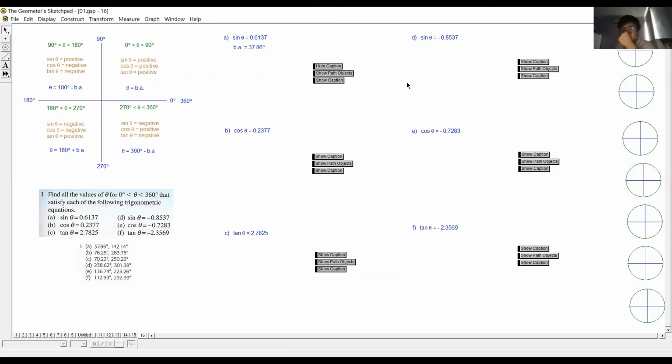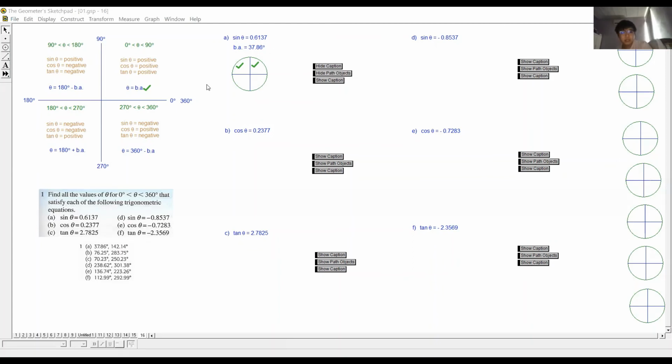We don't know the actual angle. So to find the actual angle, I do like this. Can you see the sine theta here? Is the number positive or negative? Positive. Positive means it comes from the second quadrant or the first quadrant. Now, if the angle comes from the first quadrant, it will be the same as the basic angle. So the first answer will be 37.86.